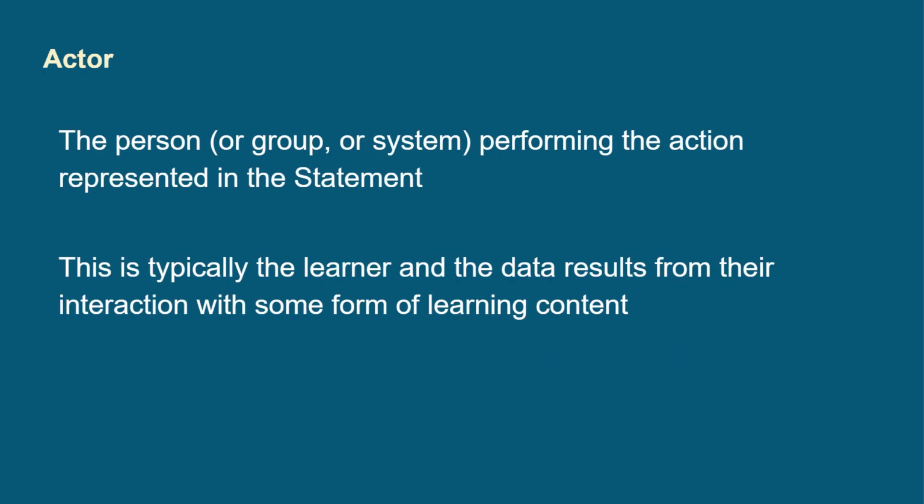Actor. So the actor is actually part of a statement. It's part of the thing we just talked about. It's the person or group or system that is performing the action represented in a statement. So this is typically a learner. So in the example I gave before, Jono completed History 101, Jono is the actor. And again, it's not that simple when you actually look at the JSON, which we'll get into later. But in that case, it's the learner. But there is no requirement that it be the learner. It can be other users. So anyway, it's the actor. It's the person performing the action in a statement.